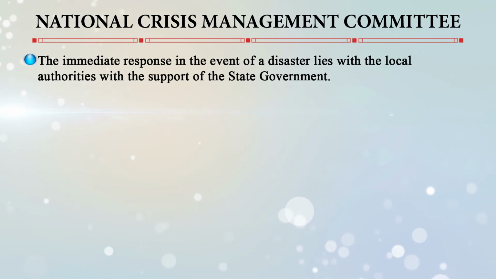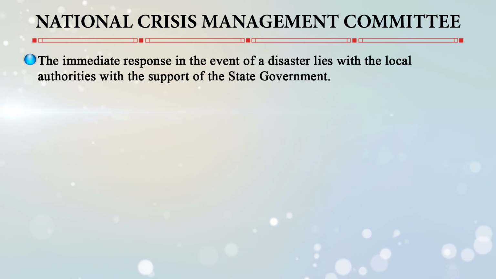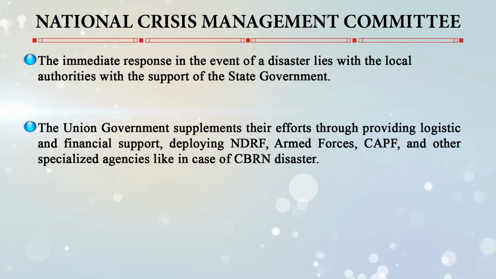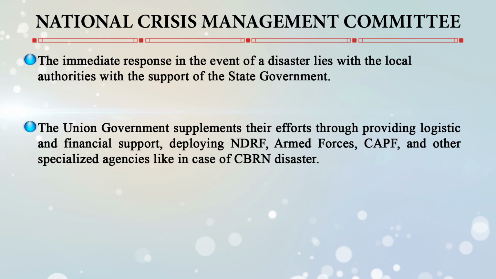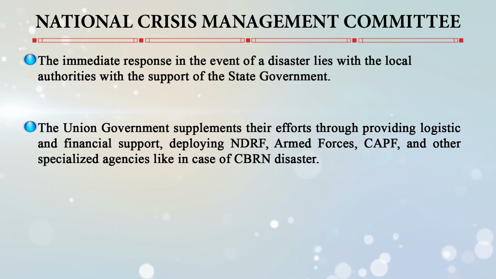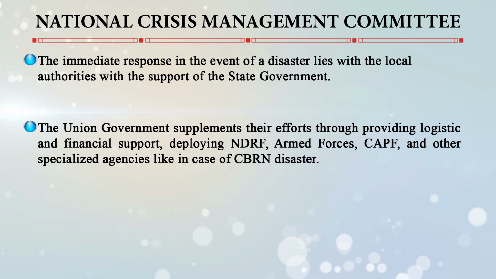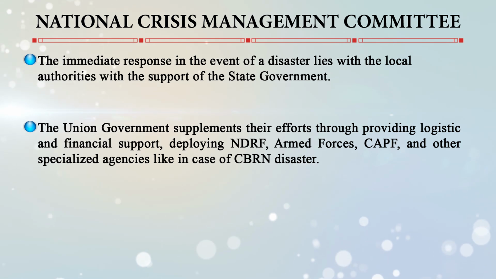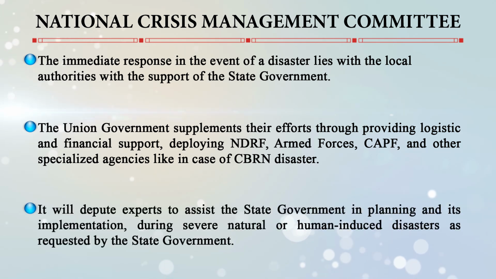So, the immediate response in the event of a disaster lies with the local authorities with the support of the state government. The union government supplements their efforts by providing logistic and financial support, and they deploy the NDRF, the armed forces and other specialized agencies in the case of chemical, biological, radiological and nuclear disasters. It will depute experts to assist the state government in its planning and implementation during severe natural as well as human induced disasters, as requested by the state government.